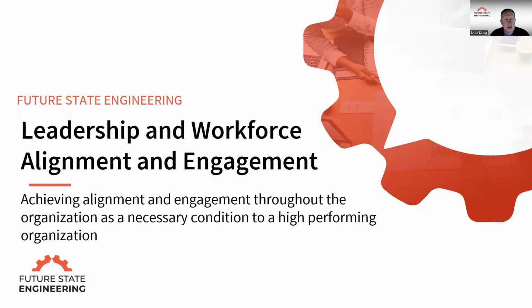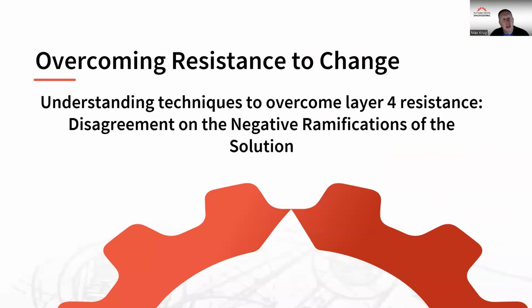In today's session, we're going to continue on the series on leadership and workforce alignment and engagement. To get to be a high-performing organization, we need that alignment within the organization and engagement, which is a necessary condition to become that high-performing organization. If we don't have the alignment, we don't have the engagement, then you're not going to achieve high performance as an organization. We're going to continue on the series on resistance to change and overcoming resistance to change.